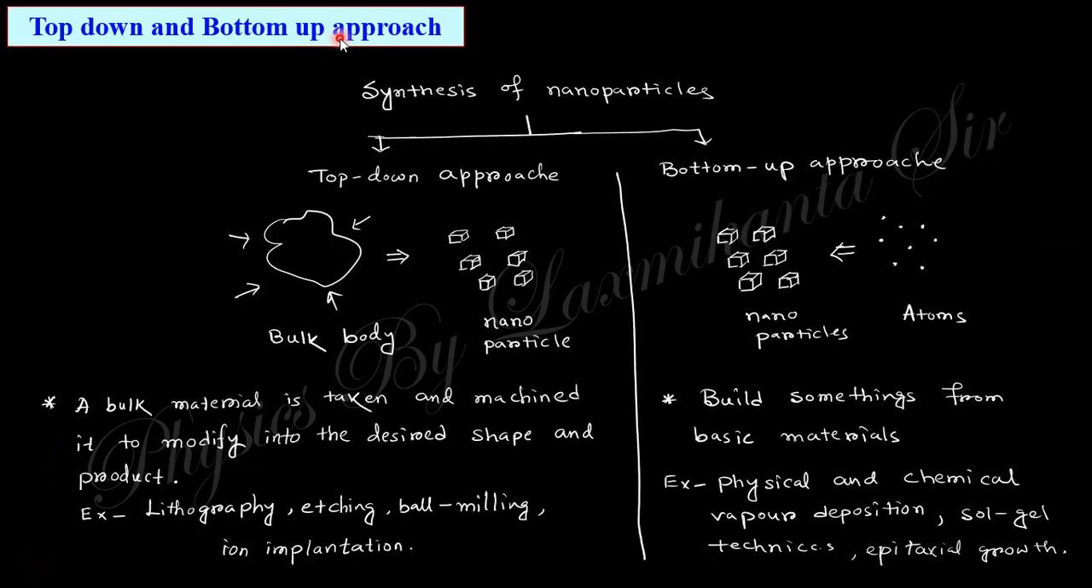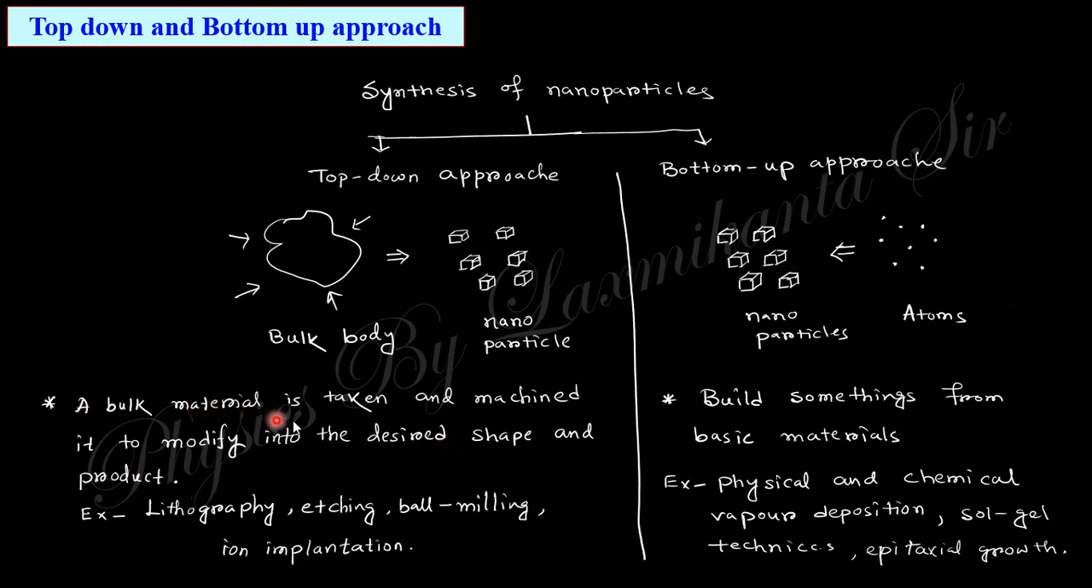The two different approaches to synthesize the nanomaterial are the top down approach and the bottom up approach. Top down means you have a bulk material, and if you etch this material and make nanoparticles, it is known as top down. That is, bulk into nano-sized. But in the bottom up approach, atoms or molecules are accumulated and make the nanoparticles. So this is from big to small, and this is from small to big.